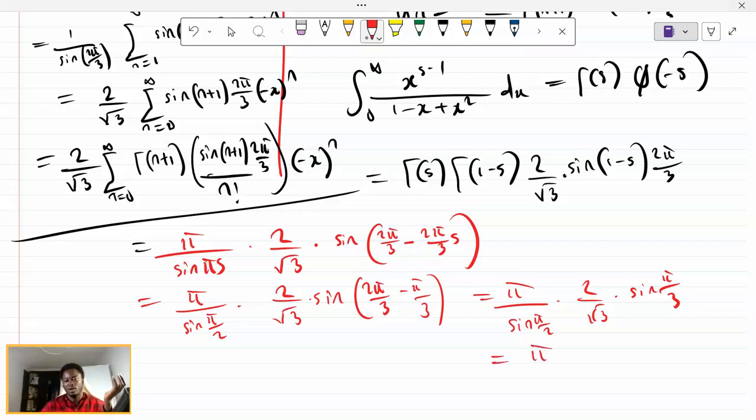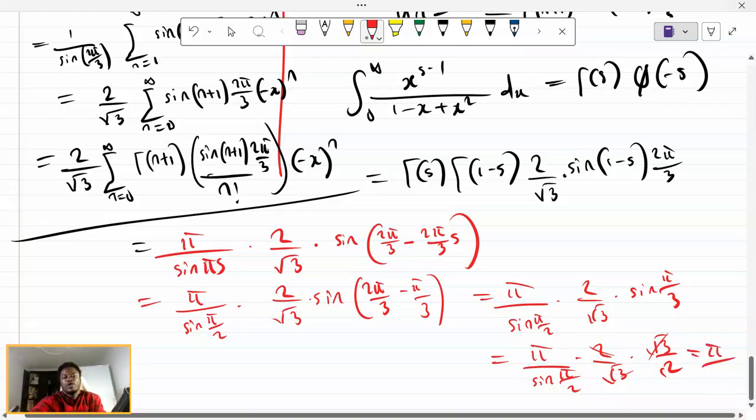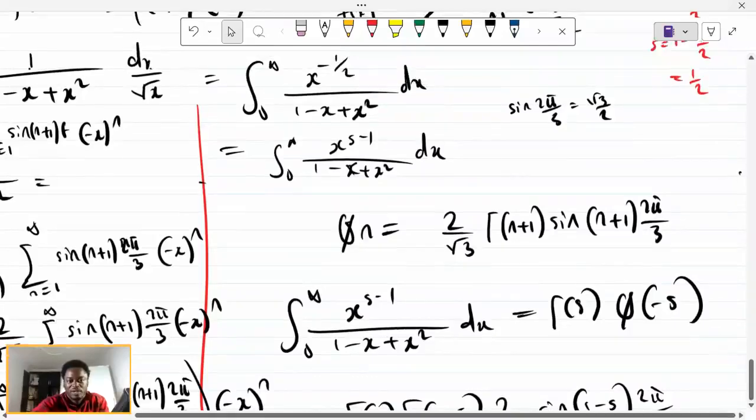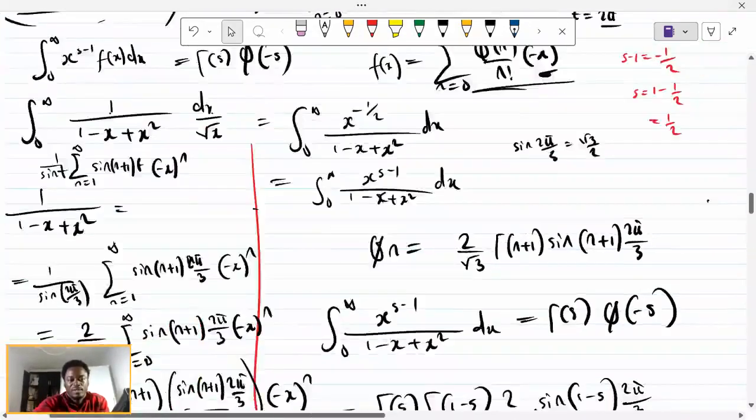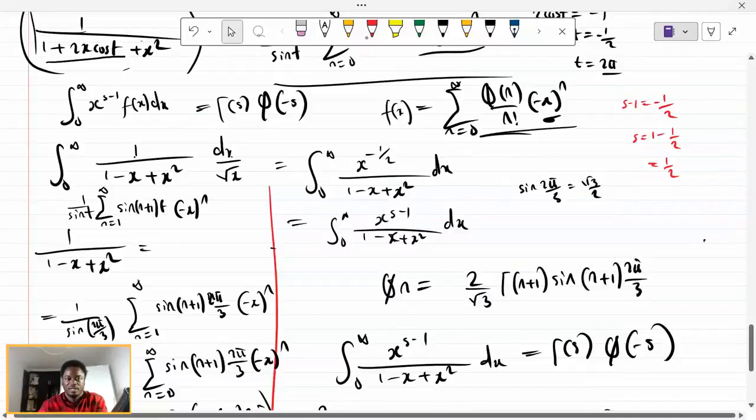So this is going to be pi over sine pi over 2 times 2 over square root of 3 multiplied by square root of 3 over 2. So basically everything cancels. Sine pi over 2 is 1. So everything boils down to pi. So basically here, this is the problem I solved on my page that day where we got pi as our beautiful final result. So this is it. The answer to this problem is equal to pi.